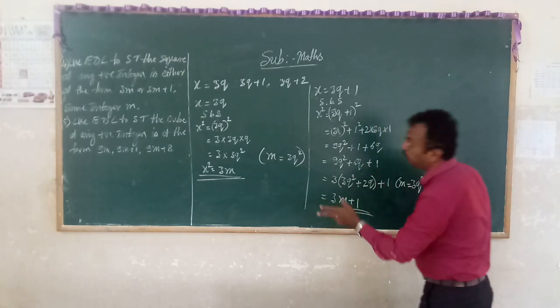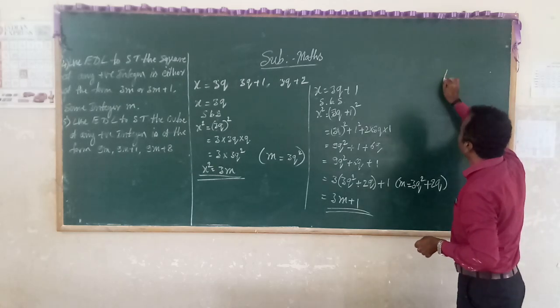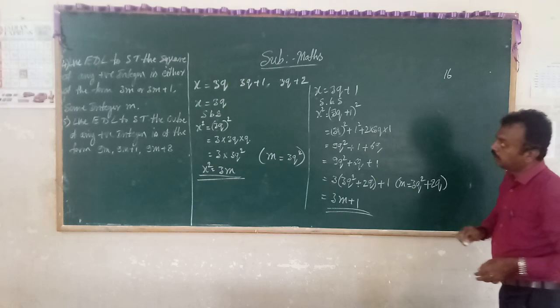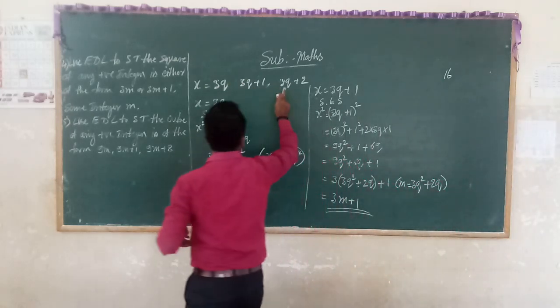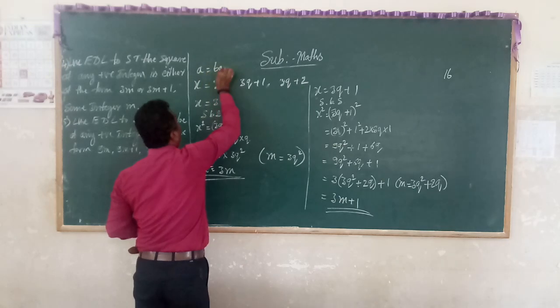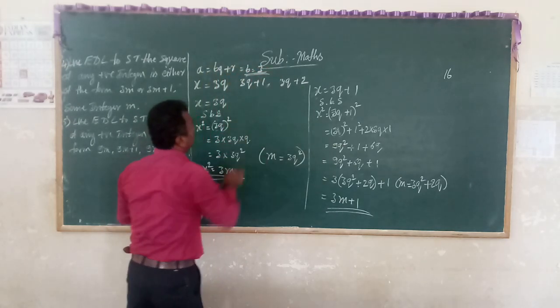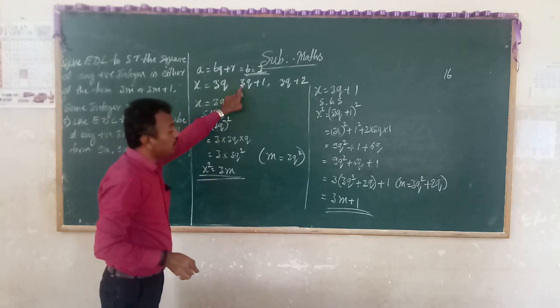So hence the proof. I will take one example of students. Here I will take 16. Here 3q plus 1, 3q plus 2 is there, no? So here a is equal to bq plus r. Here b is equal to what? 3. Means b is the divisor, 3 is the divisor.